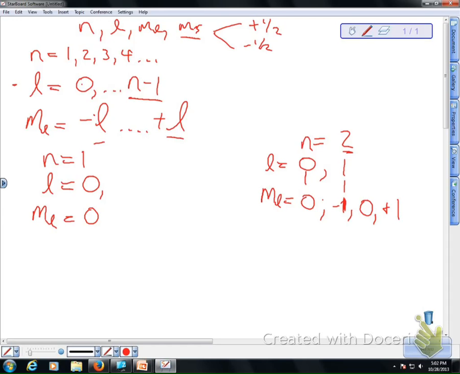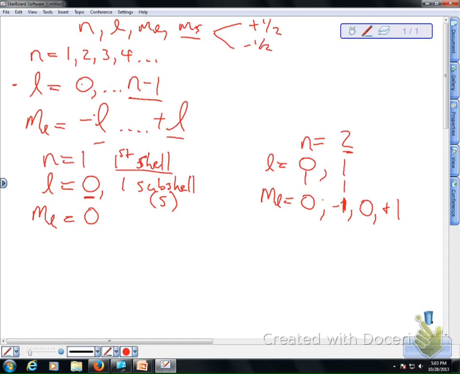Okay, so for N equals 1, this is the first ring, or the first shell. On the first shell, L equals 0 tells me that there is one subshell. Again, think back to our apartment building analogy. One subshell on the first floor. We call the first one the S.